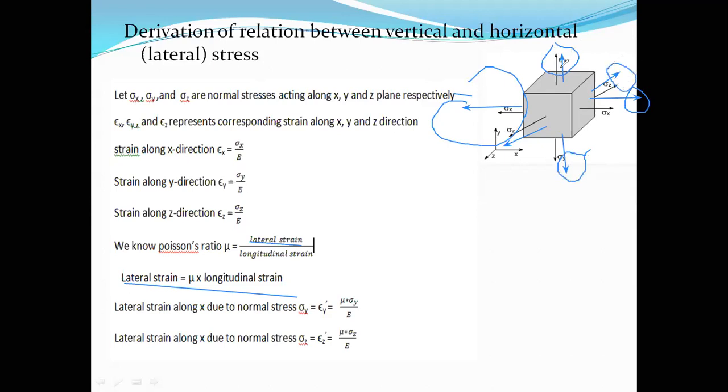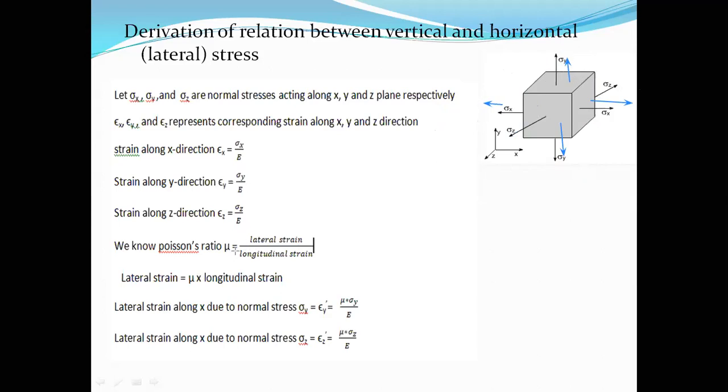Whatever strain is caused by sigma y and sigma z, I need to convert to the lateral direction, because I want the effect of the normal stress acting in the other two dimensions along this direction. This is a lateral direction, whereas the other is the longitudinal one. So to find this out, what will we do?